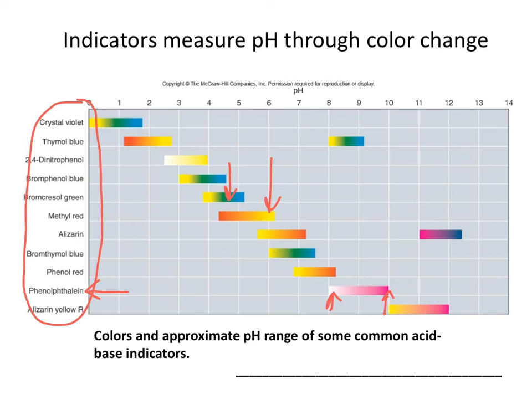So these are what indicators do. When you've neutralized the acid with the base, the color changes, and you would have a pH associated with that. And you would pick your indicator based on that. And this one here, called phenolphthalein, is the one that we would have used in our titration.